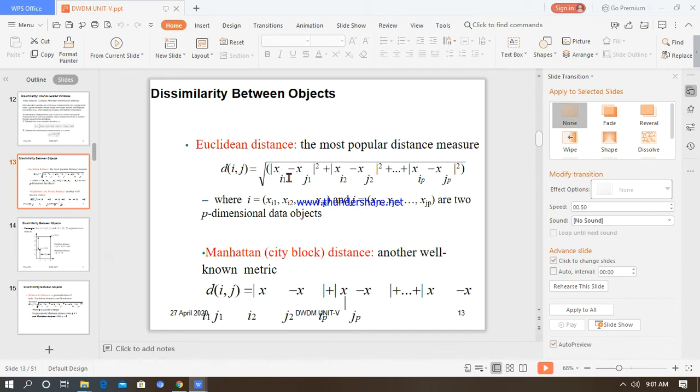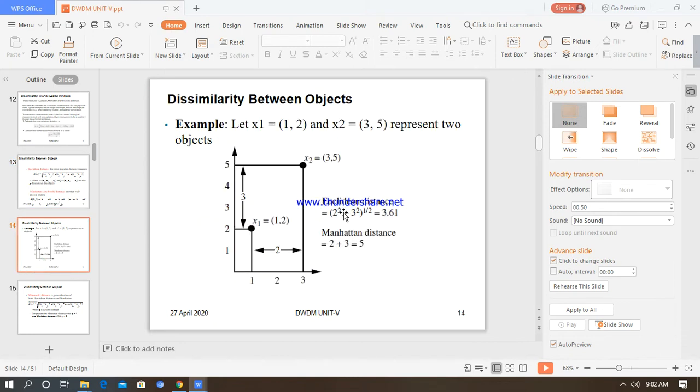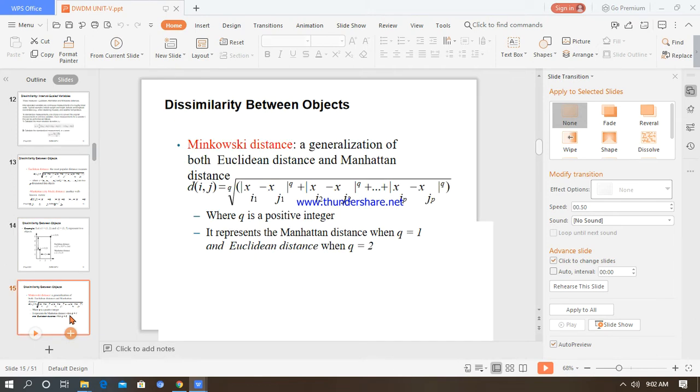x of i1 minus x of j1, taking the first value in the second object minus the first value in the first object. Okay, like this we need to substitute the values, and after substituting and taking, we will be getting these two measurements.